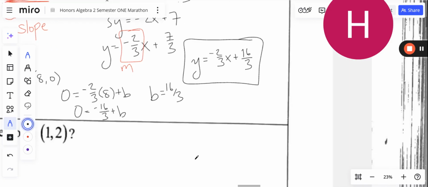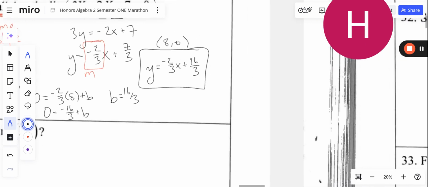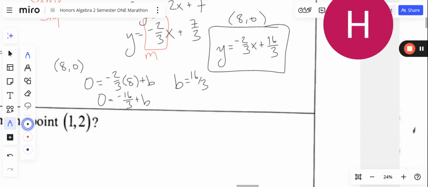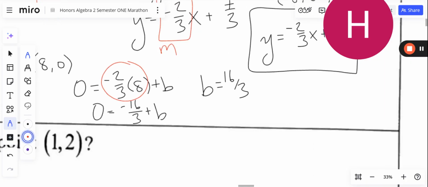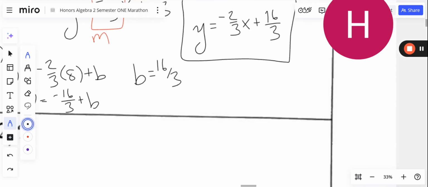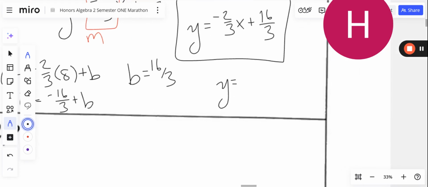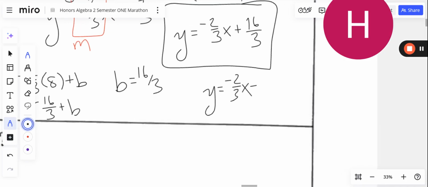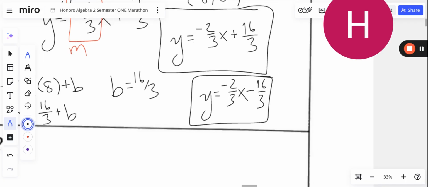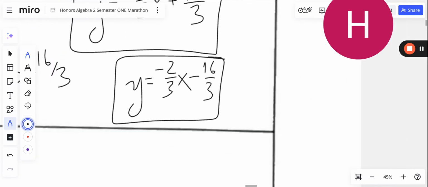Let's see, this would be something like, so this is for 8, 0. Now if we have negative 8, 0, really the only thing that's going to change here, you can observe, is the symbol. So the b value is just going to be the opposite symbol as well. So it'd be something like y equals negative 2/3 x, but it'll be minus 16/3. And so this would be the equation for if we have negative 8, 0.